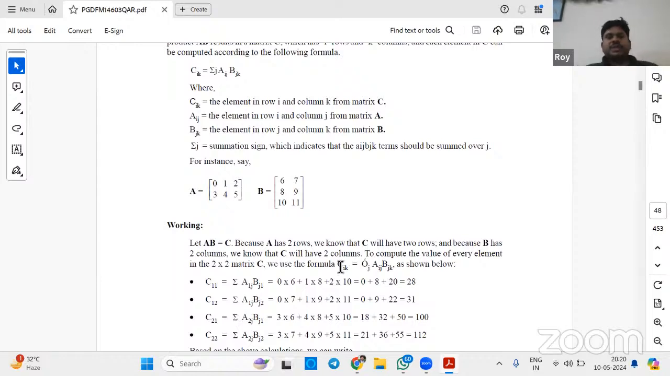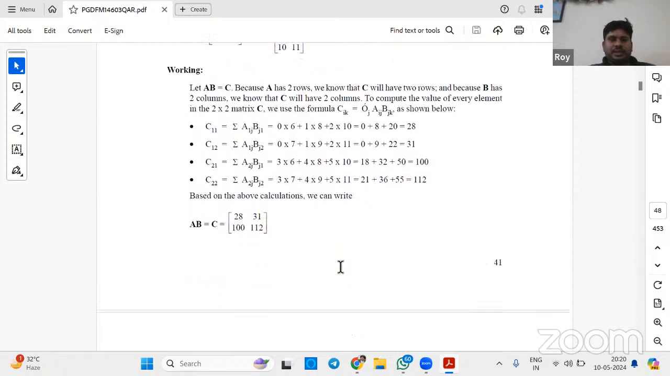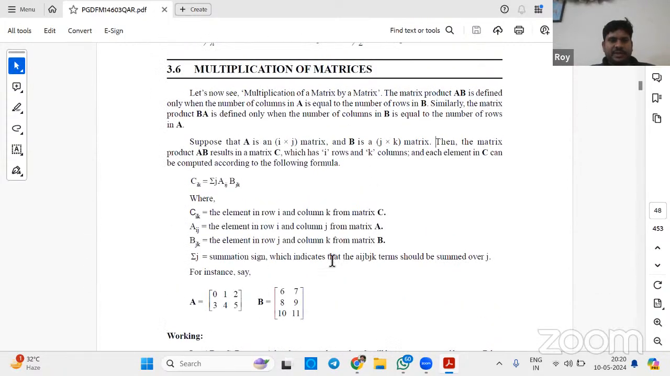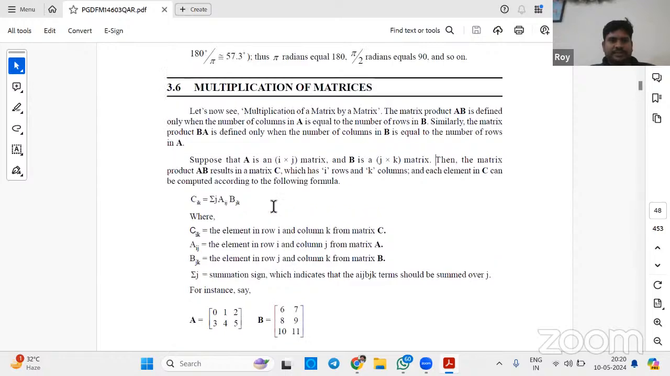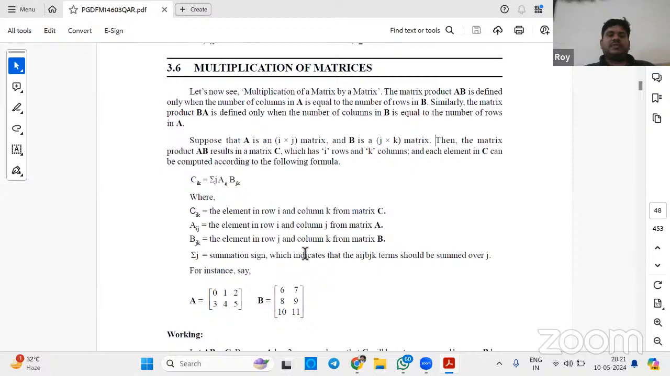Now let AB is equal to C. Let me directly go into the example. Suppose that A is an I by J matrix, B is a J by K matrix, then the matrix product AB results in the matrix C, which has I rows and K columns, and each element in C can be computed according to the following formula.